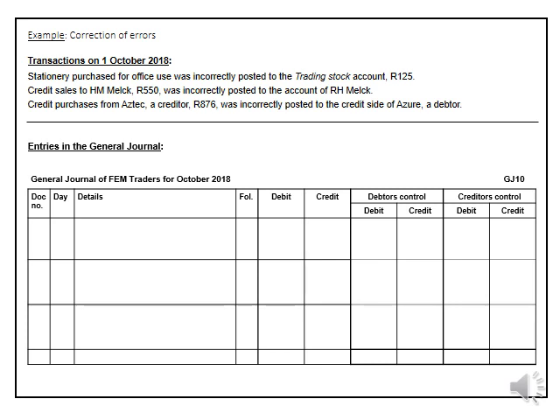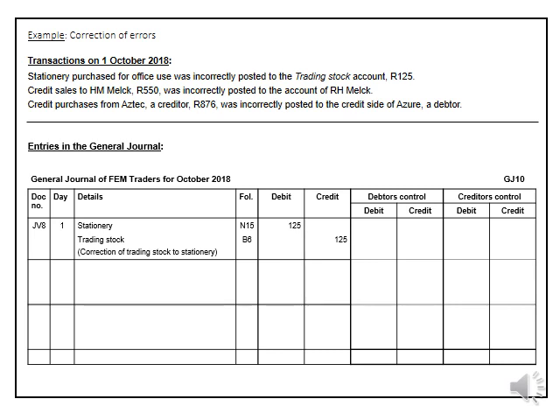We should have debited stationery, but instead we have debited trading stock. To correct that, we now have to correct stationery by debiting stationery. And then we have to credit trading stock to take the entry out of trading stock. And your narration will simply be correction of trading stock to stationery. That's number one.